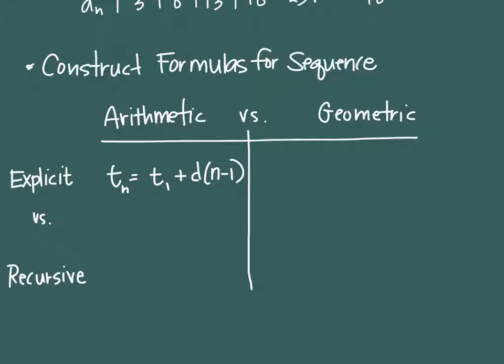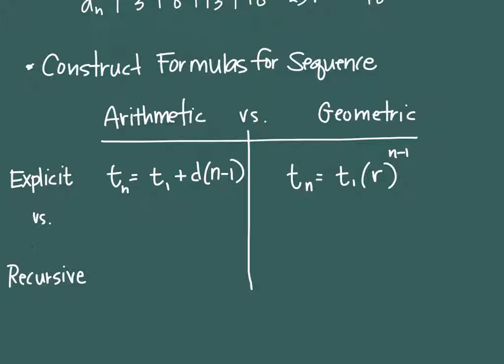If you're doing a geometric one, again, you start with the first term, and you're going to multiply it by the multiplier, that common ratio, and you're going to do that n minus 1 times. If you do it n times, you'll be too far down the sequence. You'll be one spot farther than you need to be. So it's one less than what you're looking for because you're already starting with term 1. Those are explicit sequences that are based on the n value.